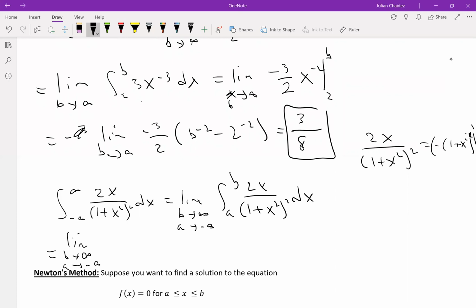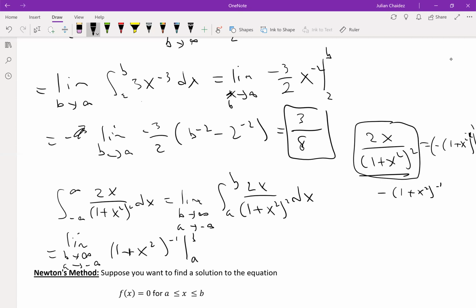So this whole thing is the derivative of 1 plus x squared to the negative 1. You can check that by taking the derivative using the chain rule. If I was just naively doing this, I could write this as 1 plus x squared to the negative 1 evaluated from a to b, and then I just want to take the limit of that as a goes to negative infinity and b goes to infinity.